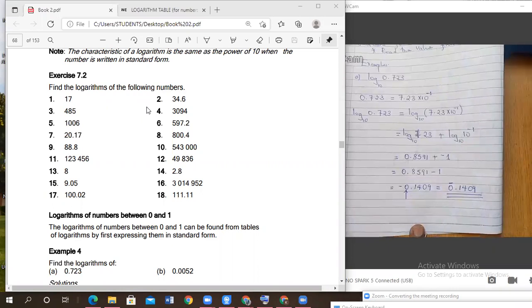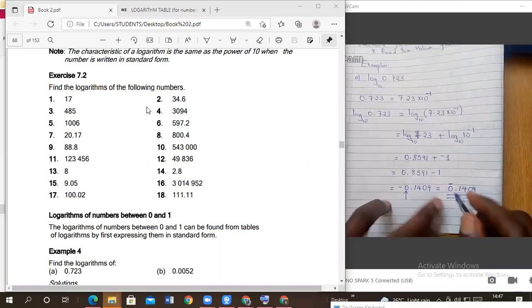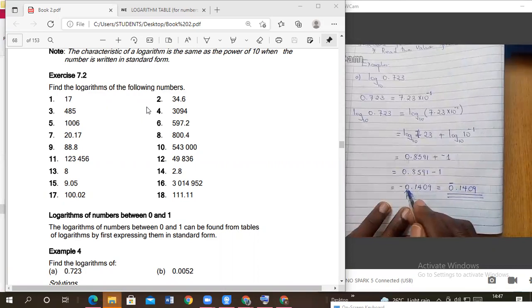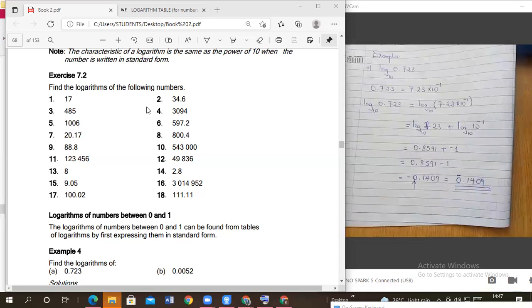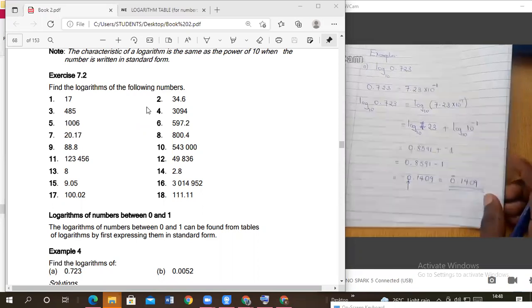Members, have you seen it? And the negative is only for the characteristic. It's not for the mantissa. So you press that one directly in your calculator. Press for me log of 0.723 in your calculator. What do you have? Negative 0.1409. Good.